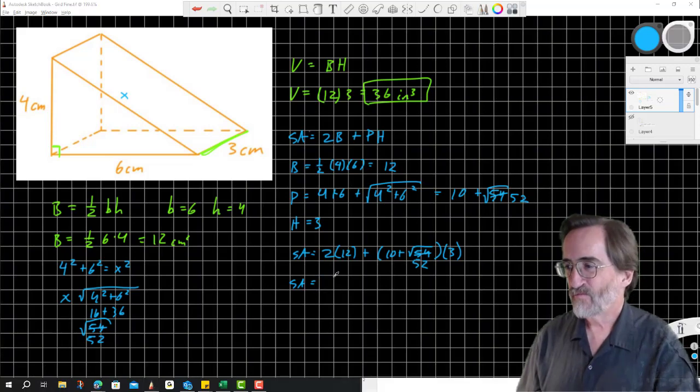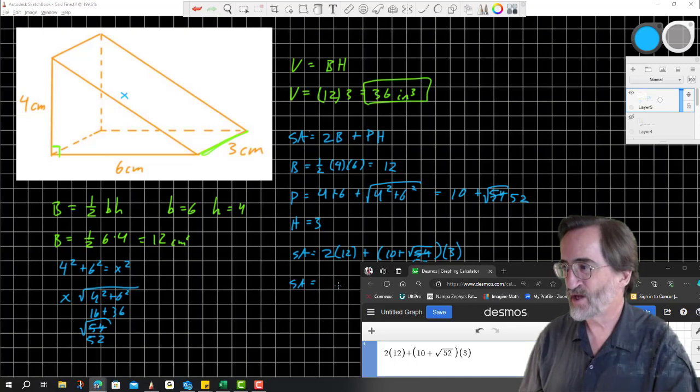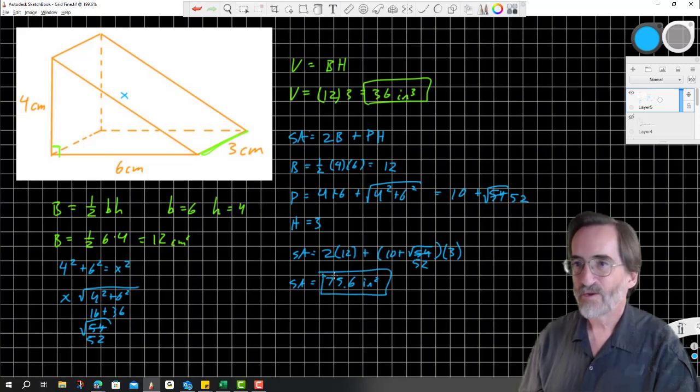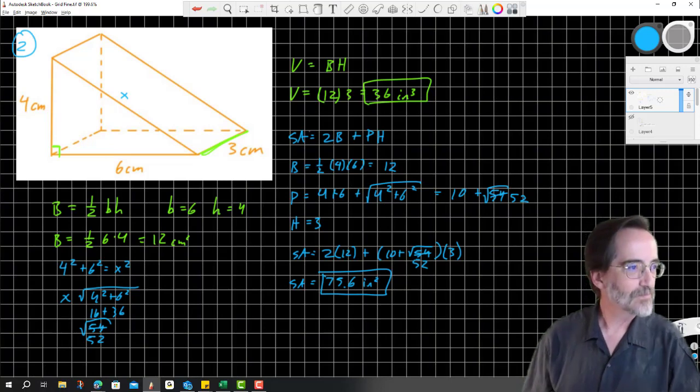All right, so plugging all that into Desmos yields 75.6 square units, or square inches. All right, there we go. That's question number 2. All right. Question number 3.